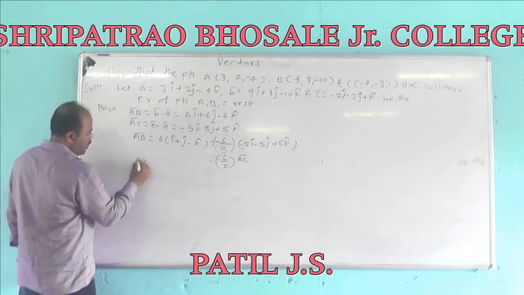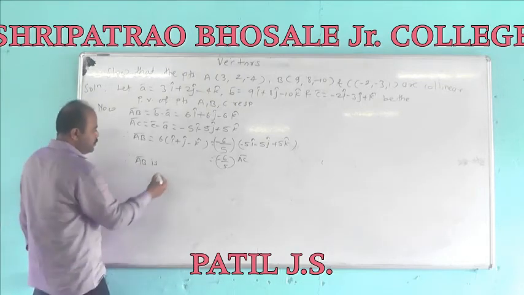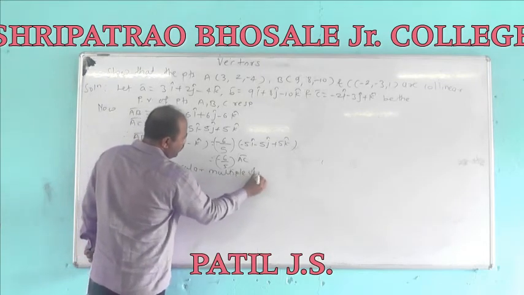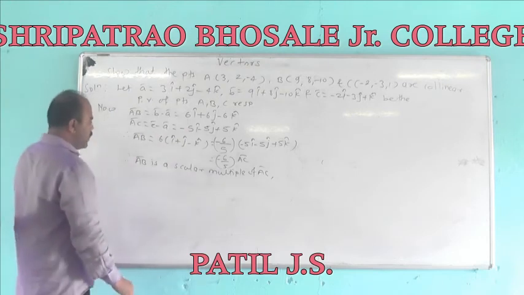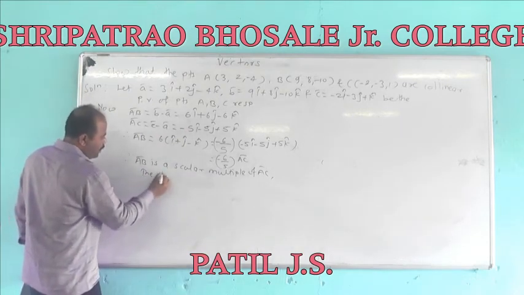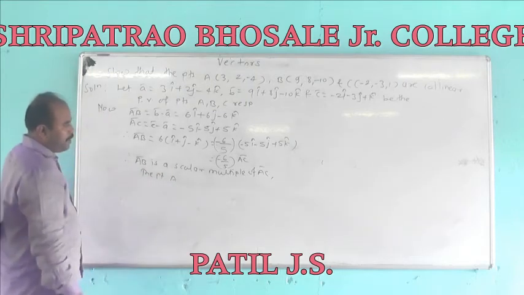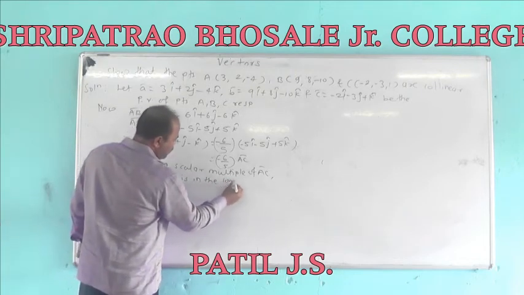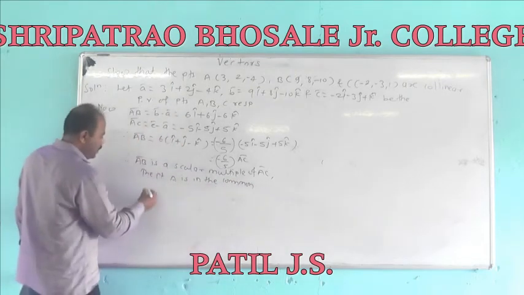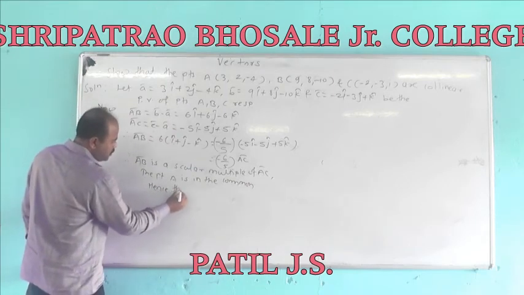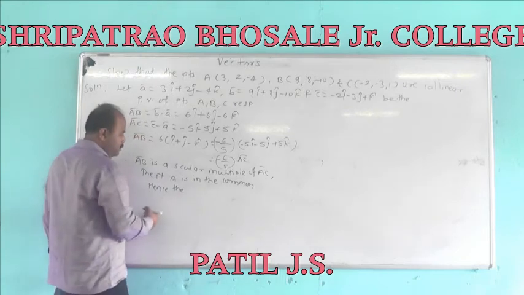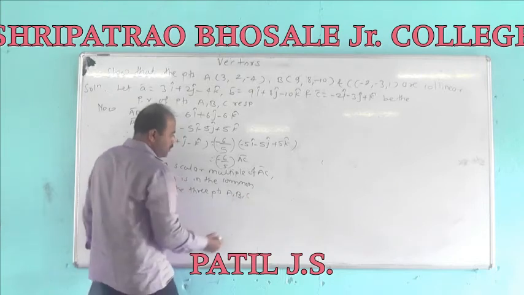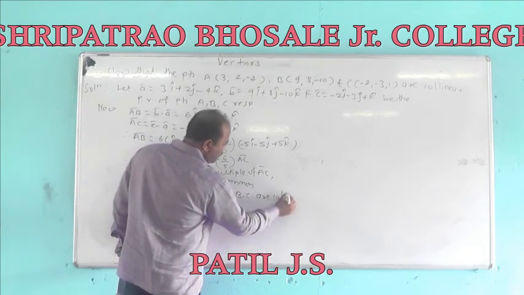Therefore, this AB is a scalar multiple of AC, and the point A is common. Hence the three points A, B, C are collinear.